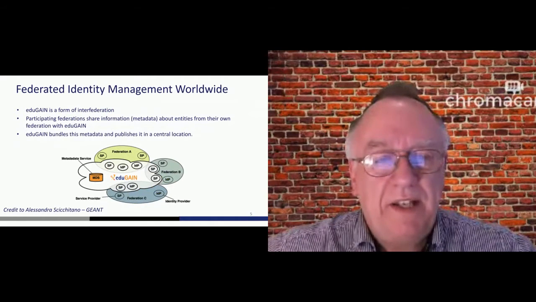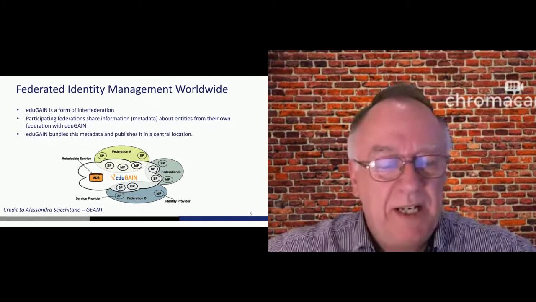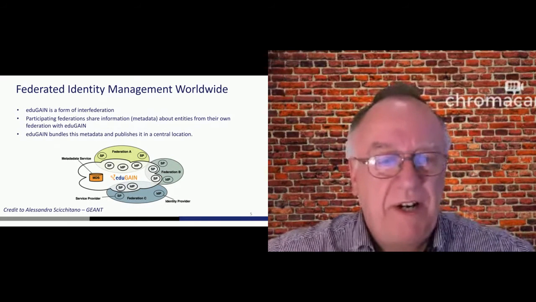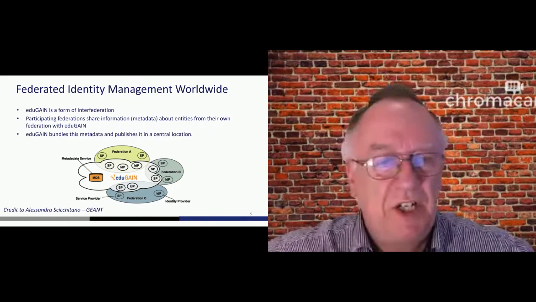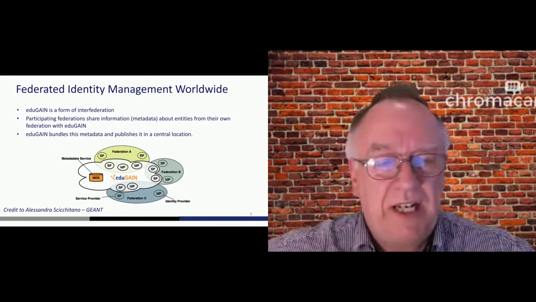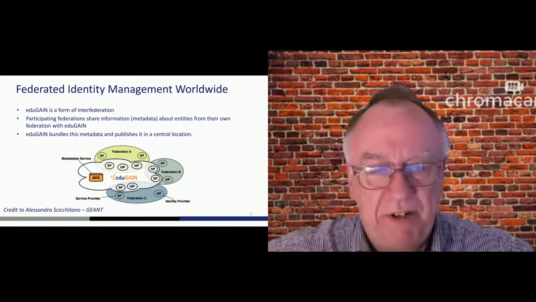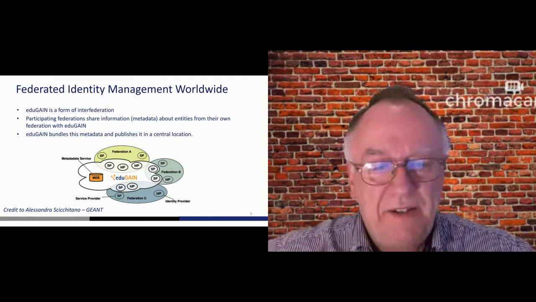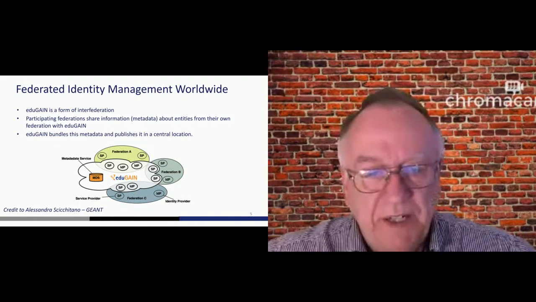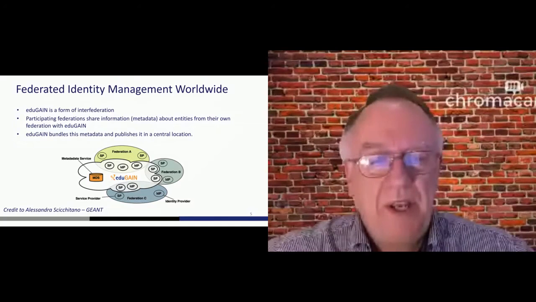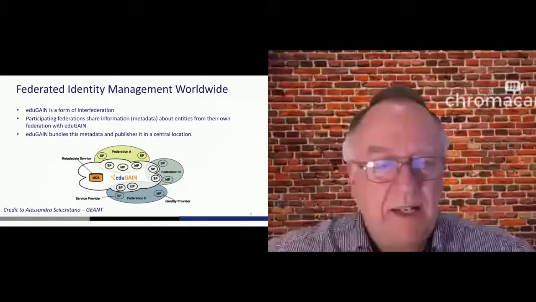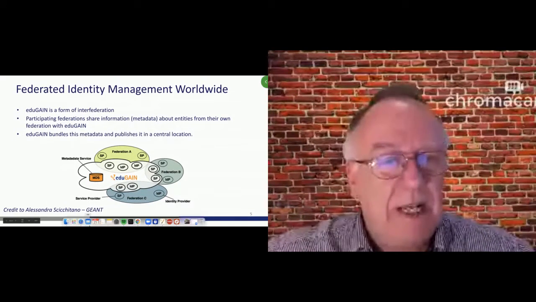So how do the different federations interact with people across the world? eduGAIN is the interfederation that we use in the research and education space. This actually connects together all of the national federations. So here in the diagram, you see Federation A, B, and C. And those identity providers and service providers that have joined eduGAIN are in that eduGAIN cloud in the middle there.